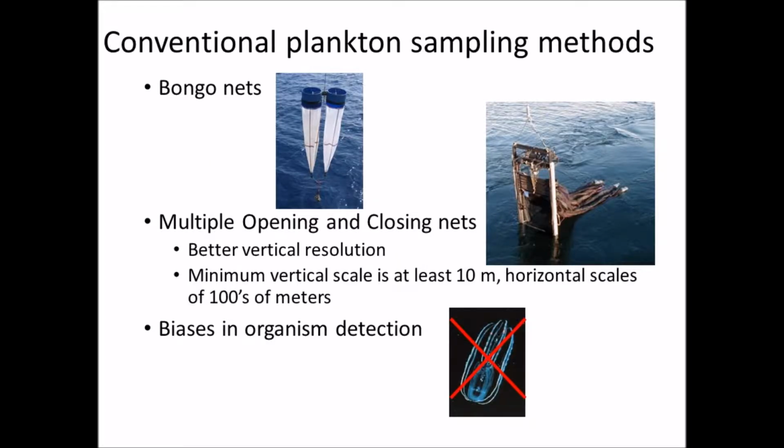So to understand the importance of this new technology, it's important to take a step back and understand how we sampled plankton in the past. And what we still do today, actually, is use this technique called a bongo net, which is essentially a net that we just tow vertically through the water column, and you get one big sample.